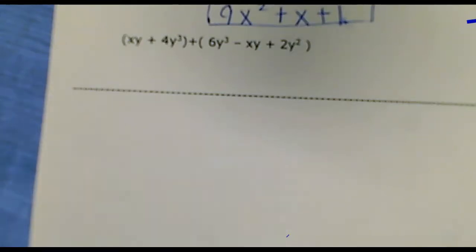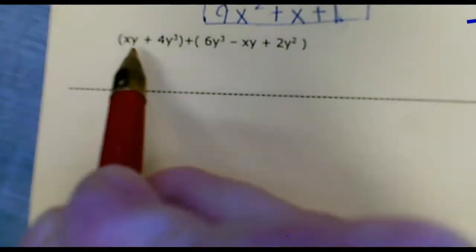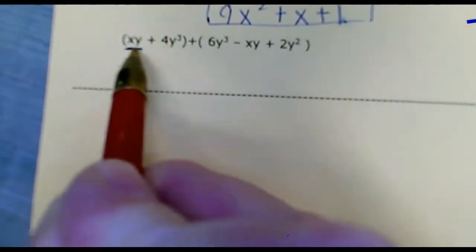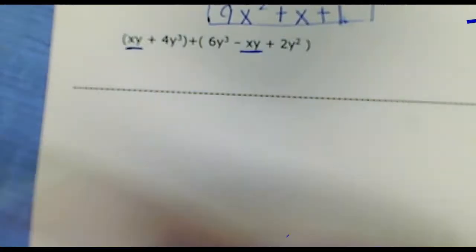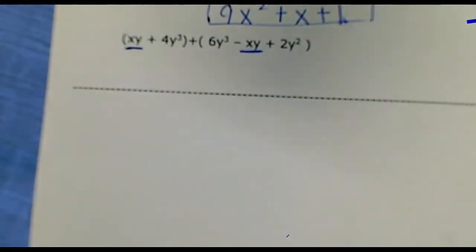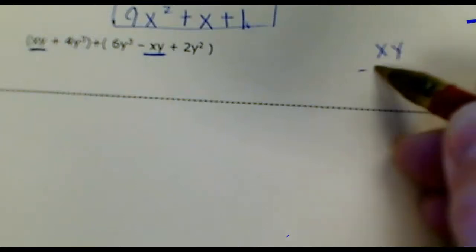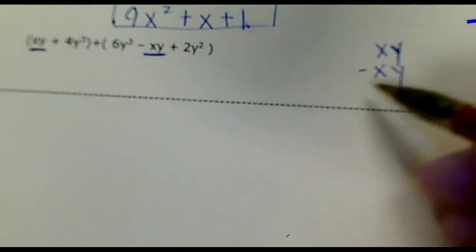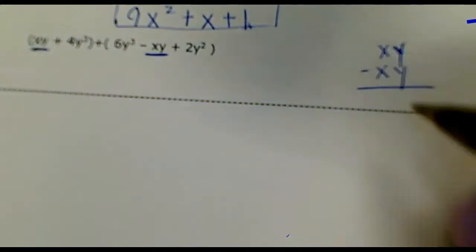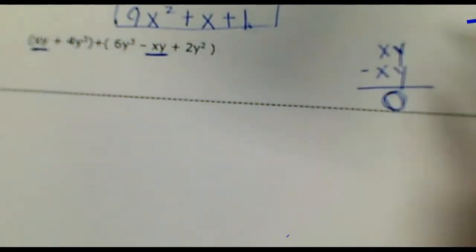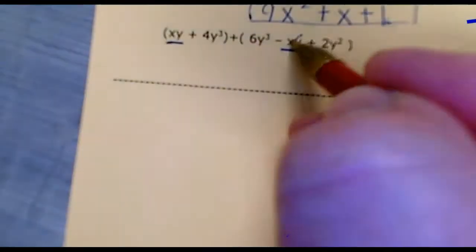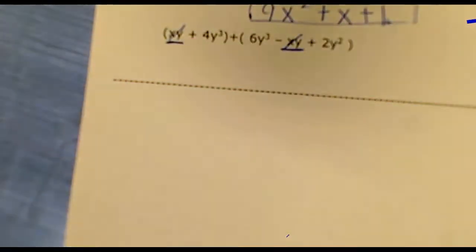Okay, ladies and gentlemen, now we are going to look for like terms. And so here is a term that has an xy, and here's a term that has an xy. So if we add an xy and a minus xy, what's that going to equal? Isn't that going to cancel out? And so my xy's cancel out.